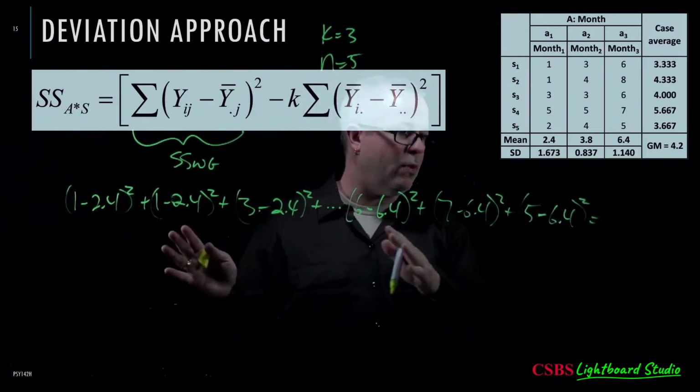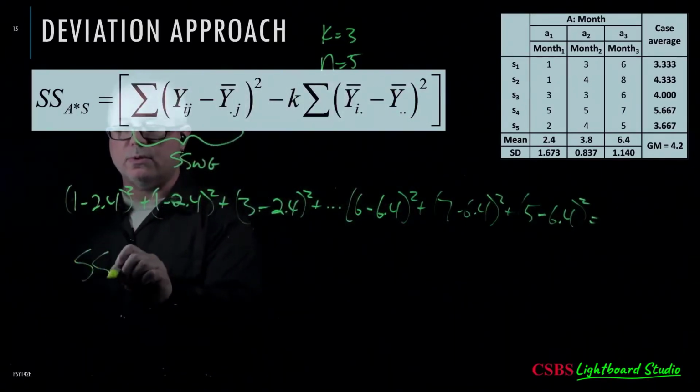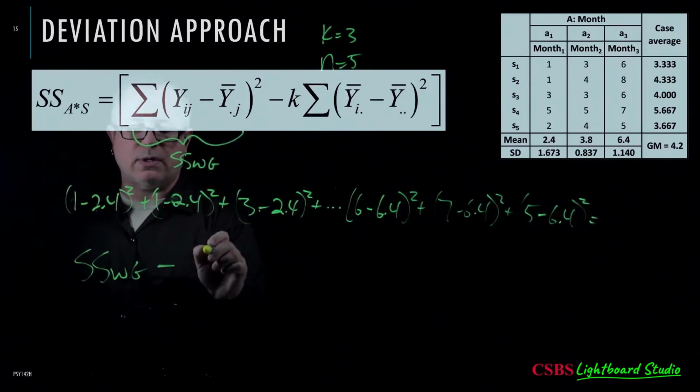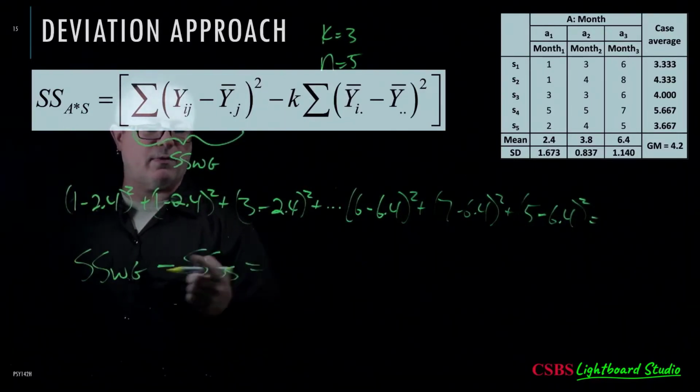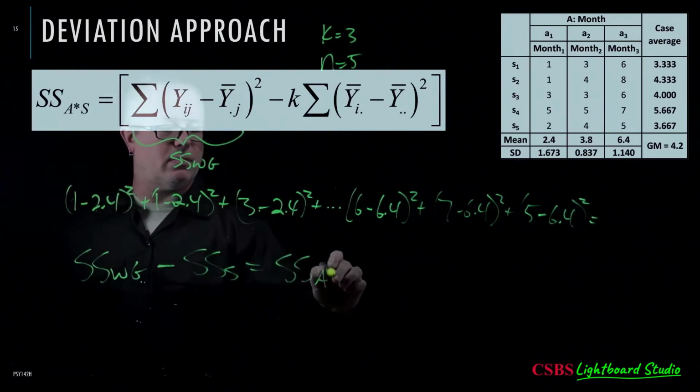You're going to do all that and find your sum of squares within groups. And once you find that, you have to subtract out the sum of squares for S that you already found a second ago. And that's going to be your sum of squares for A by S.